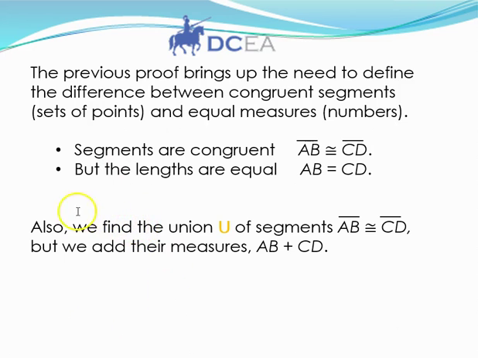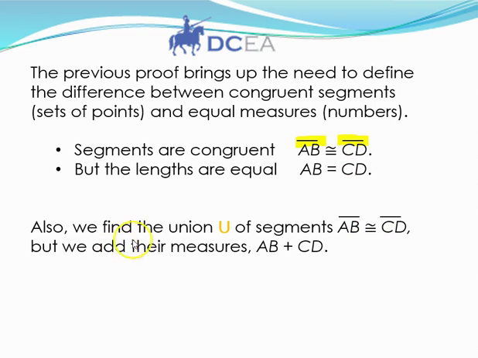The previous proof brings up the need to define the difference between congruent segments, which are sets of points, and equal measures, which are numbers. When we write segments that are congruent, we place segment notation above them. When we write equal lengths, we do not use the line or the segment notation above it.